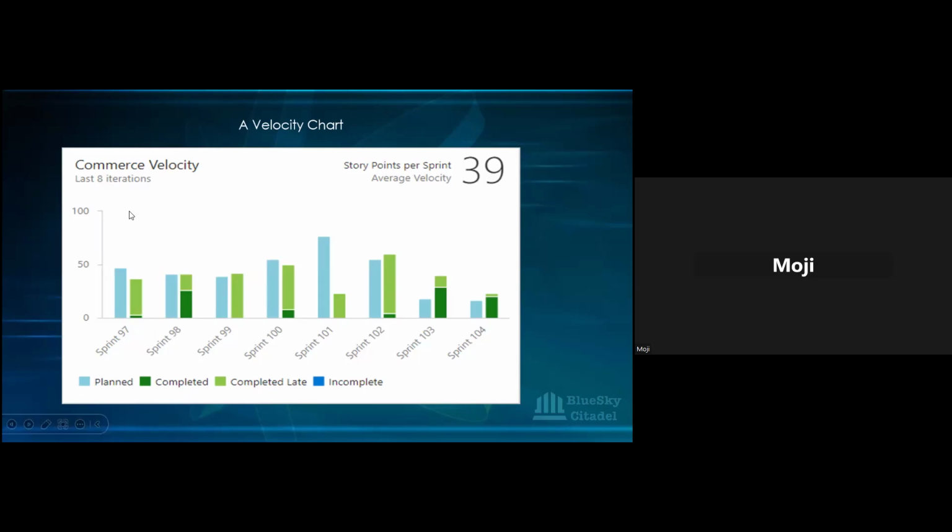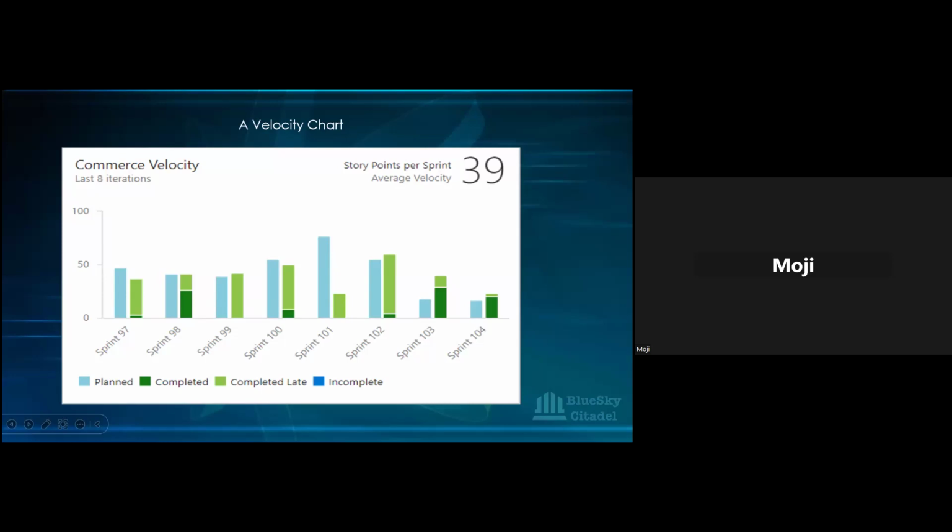You can see that this particular chart is for a time frame of 8 sprints. Last 8 sprints is a commerce velocity. This is a story point velocity, you can see it there, story points per sprint. And then you can see that is the average velocity that I'm talking about. So he's looked at this team and is giving them an average velocity: at the rate at which you're working, the story points you should be taking into a sprint is 39 story points.